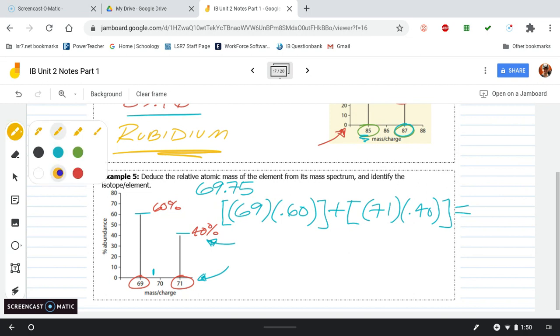All right, so let's go ahead and see how we did. Get our calculator out, 69, multiply by 0.6, and that's going to equal a value that we're going to add to, in parentheses, 71 times 0.4. And the value I got is 69.8. That's pretty close to 69.75. So we did pretty good on guessing. I mean, we weren't guessing. We were making, we had a plan, right?